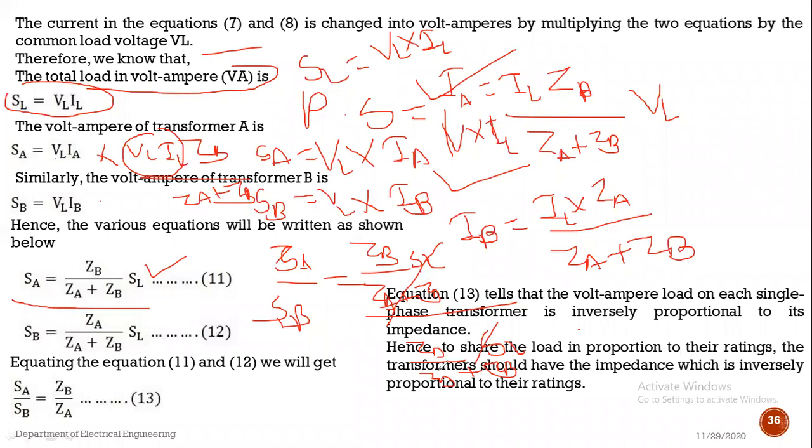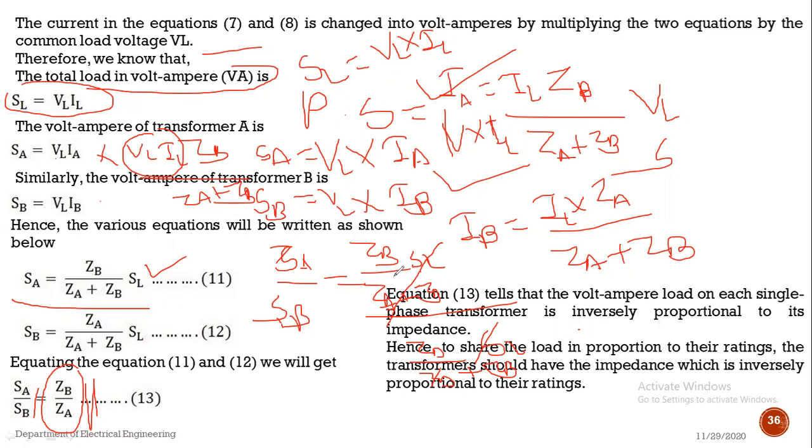So equation becomes SA divided by SB is equals to ZB divided by ZA. So rating also depends upon the impedance. So see, according to this impedance equation, that is equation 13, it tells that the volt ampere load on each single phase transformer, again it is inversely proportional to its impedance.